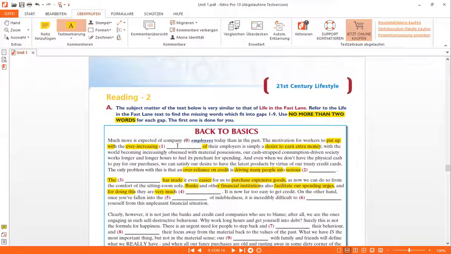Okay, so we're going to put demands here, read it and see if it makes sense. The motivation for workers to put up with the ever-increasing demands of their employers is simply a desire to earn extra money. That is okay. Yeah, that makes complete sense.